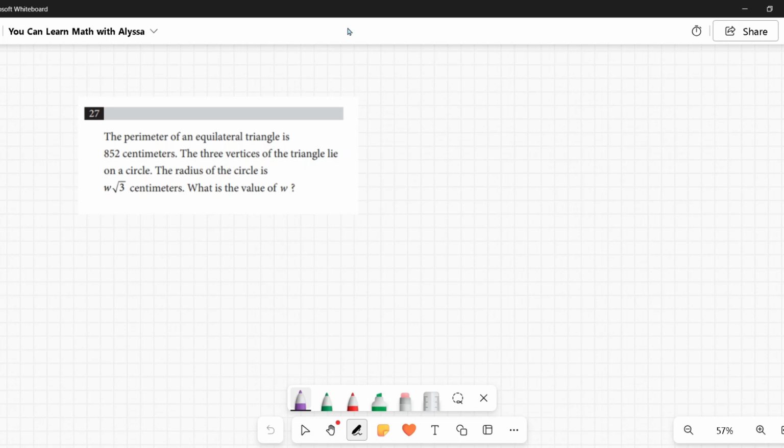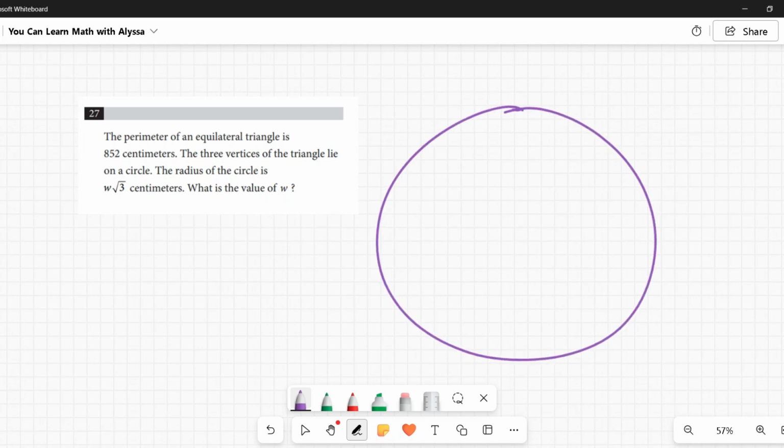Number 27. The perimeter of an equilateral triangle is 852 centimeters. The 3 vertices of the triangle lie on a circle. The radius of the circle is w square root of 3 centimeters. What is the value of w? Right, couple of things right off. I'm always going to draw what I am given first. So I know I have an equilateral triangle, and it's inside a circle. So, okay, I got my circle.